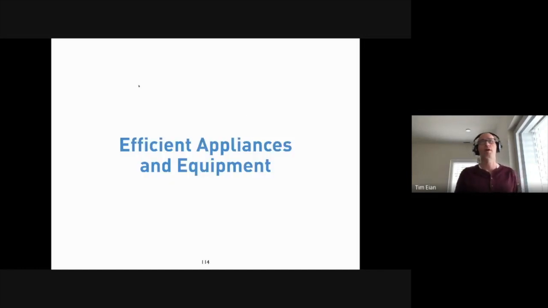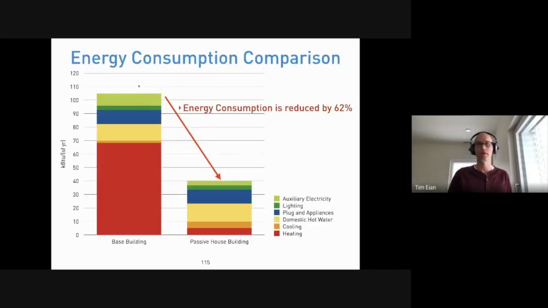So then, one other little tidbit here, efficient appliances and equipment. We did talk about how the Passivhaus program doesn't really look at user behavior, and it uses a standardized set so that it's a level playing field, but obviously that still matters. So we encourage, of course, efficient appliances and equipment.